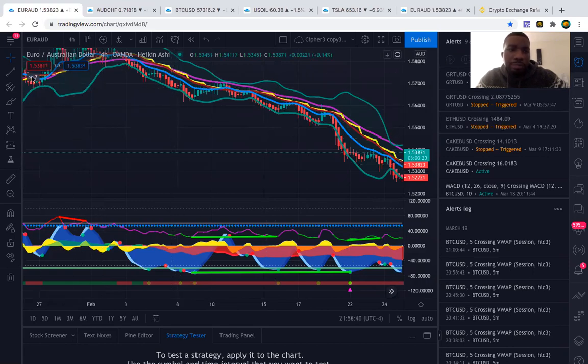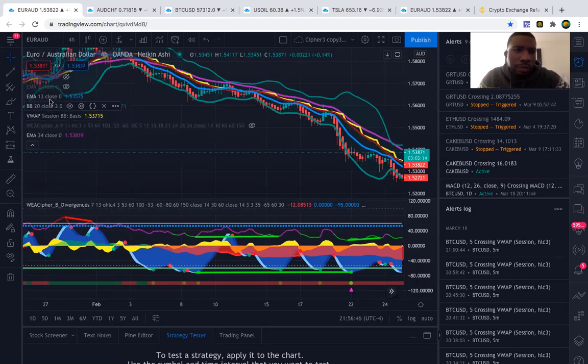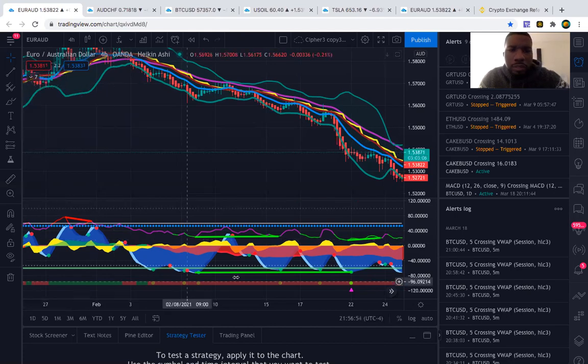So I have the VWAP indicator, which I'll bring up here in my list. The VWAP indicator is right here. I have Bollinger Bands, EMA 13 and EMA 34. This is the Market Cipher B. This one is a paid indicator by CryptoFace. I'll have the link in the description if you want that.